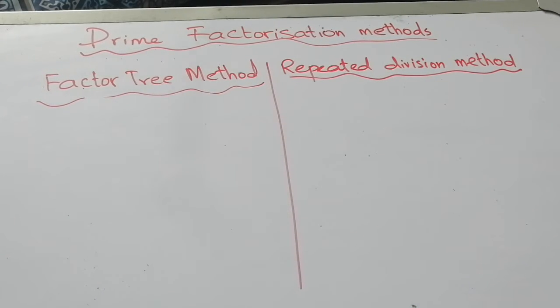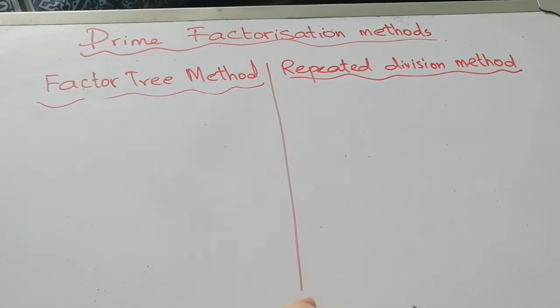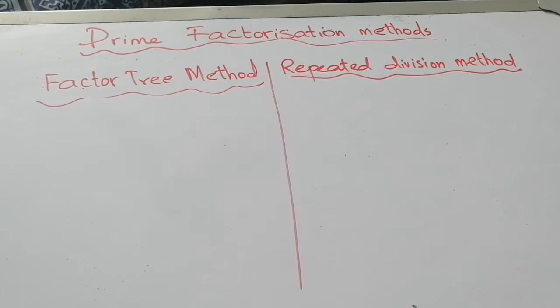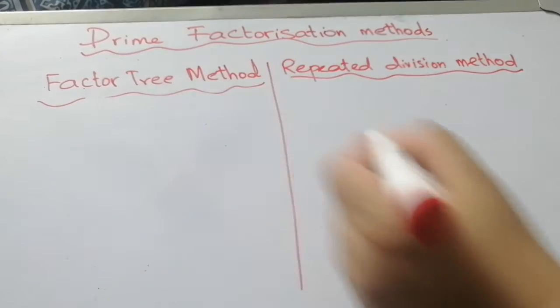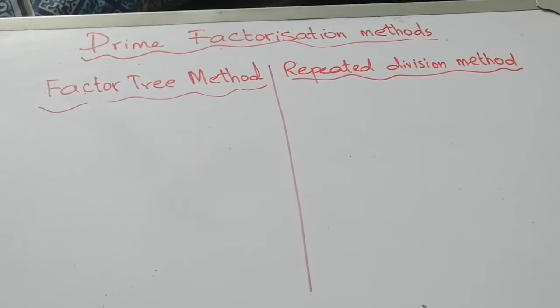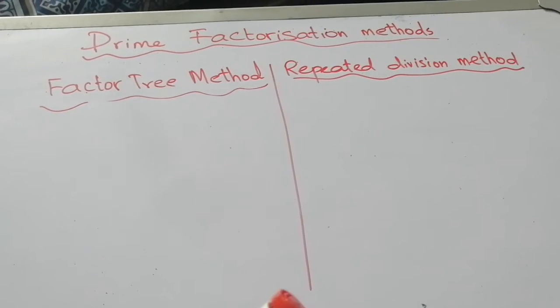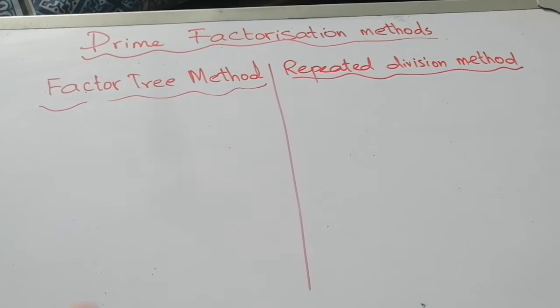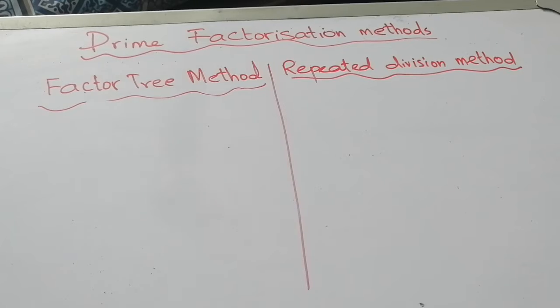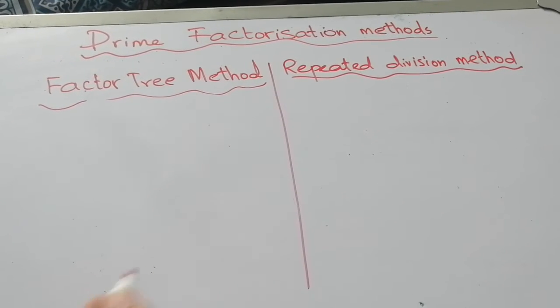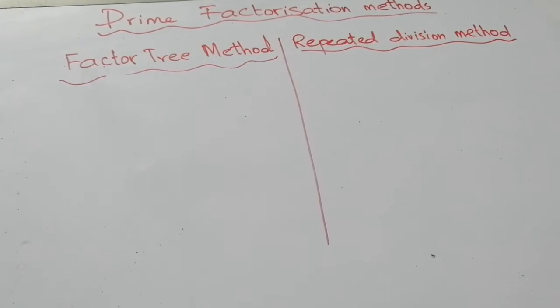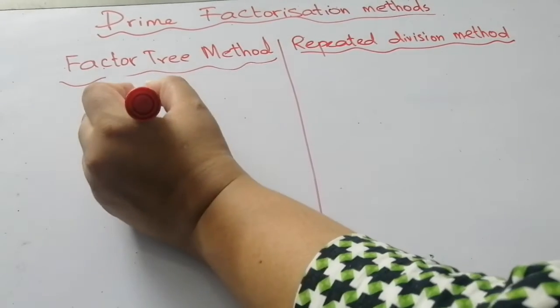So let's take an example of, let's say, 45. Let's do prime factorization of 45 by both methods so that you are clear how both methods work and whether the answers from both methods come out the same or not. For the factor tree method, as the name suggests, there is a formation of a tree in this method.